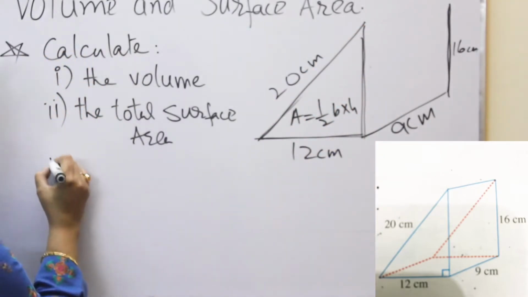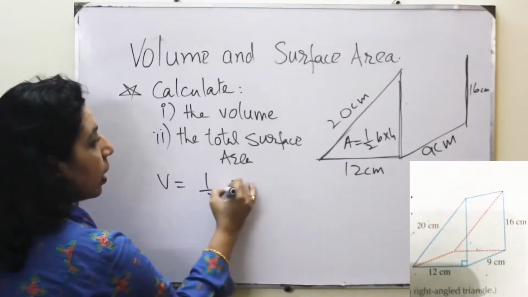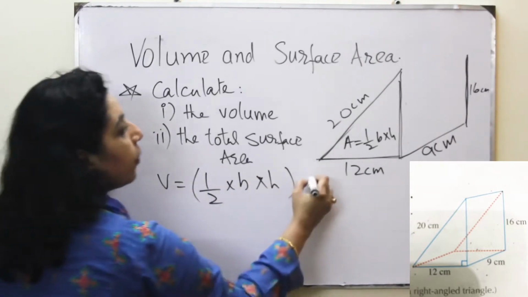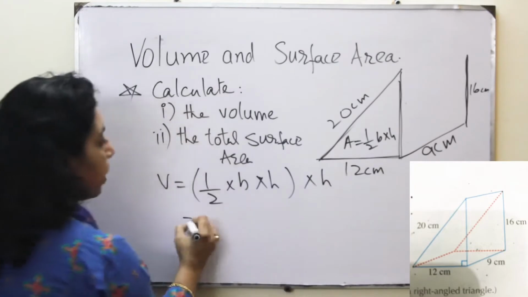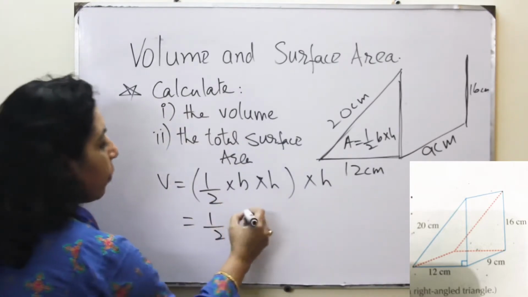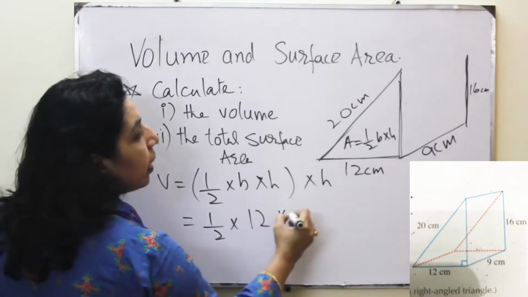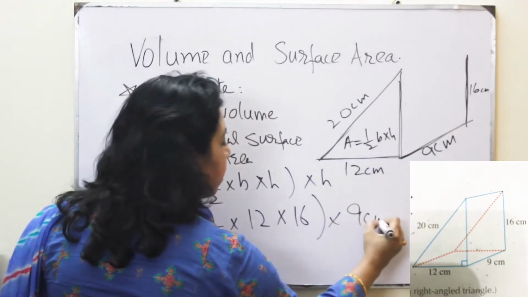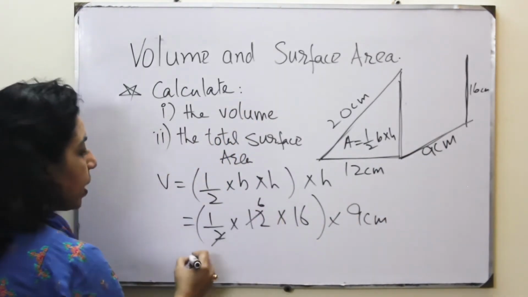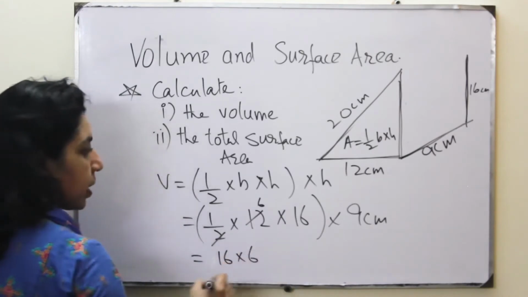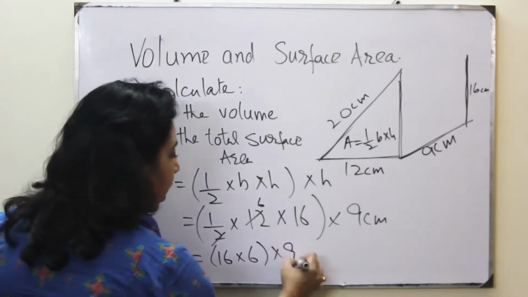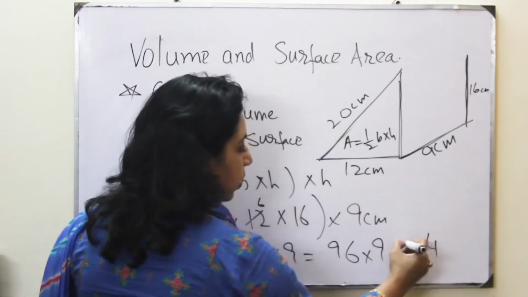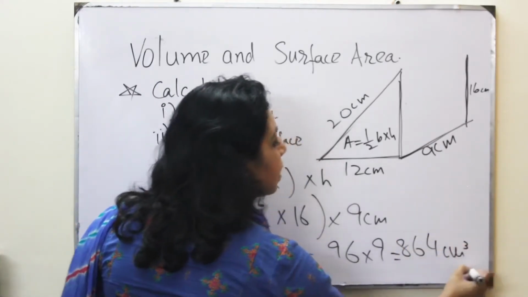So when we have to find the volume, we need base area, which is the area of a triangle, along with the height of the prism, that is 9 centimeter. I put the values: half, 12 is the base of the triangle and 16 is the height of the triangle, along with the height of the prism, 9 centimeter. I cancel this 12 with 6. I multiply this 16 with 6 and then its answer, 96, with 9. 864 centimeter cube is the volume of this prism.